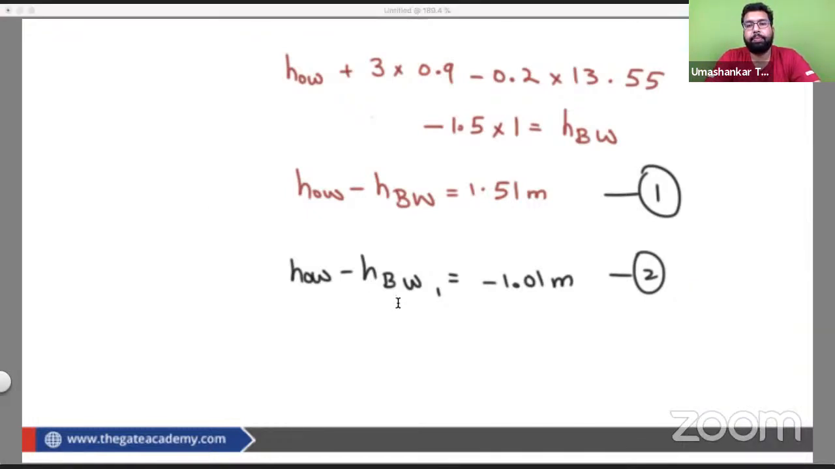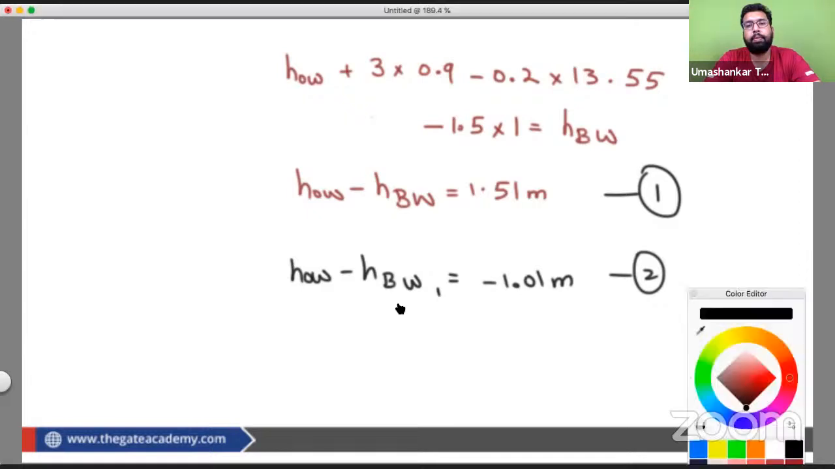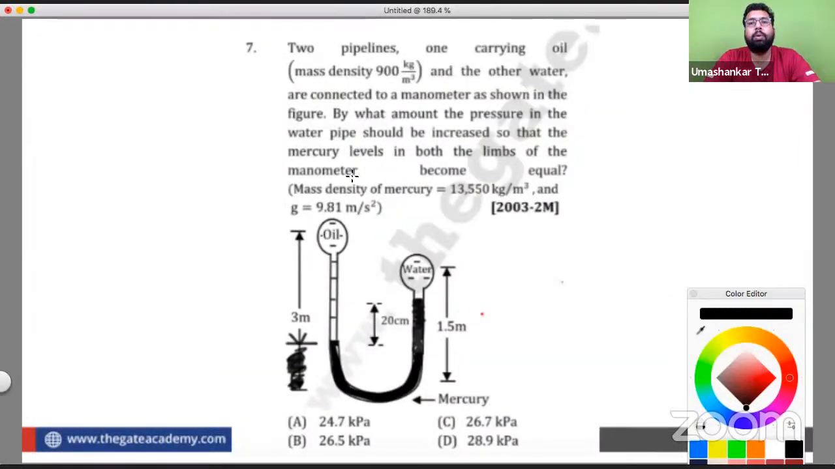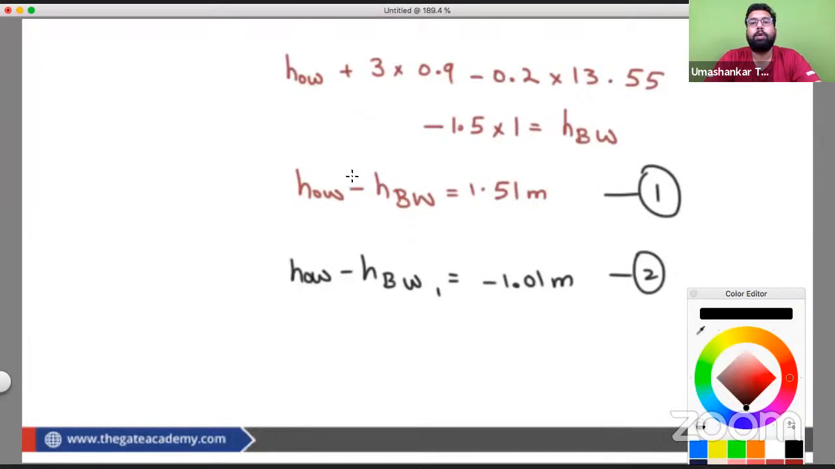Right or wrong? I think you will be getting the same thing. Yes or no? Please answer me. Yes, I hope so. Now what they are asking is by what amount the pressure in the water pipe should be increased so that the mercury level in both the limbs of the manometer becomes equal. So how much should it be increased?